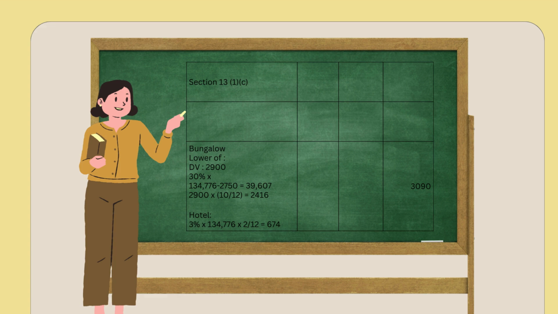Phuong has stayed at hotels and the calculation is 3% multiplied by the total amount of Section A RM 134,776 multiplied by the number of months Phuong stayed at the hotels, which is 2 per 12 months, equal to RM 674. Compare the amounts and choose the smaller one, which is RM 2,416 plus the amount of hotel RM 674 equal to RM 3,090.